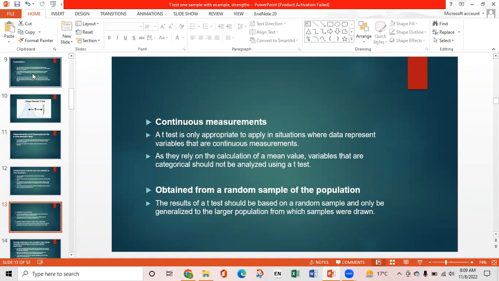Third point is it should be obtained from a random sample of the population. The result of a t-test should be based on a random sample and only be generalized to the larger population from which samples were drawn.